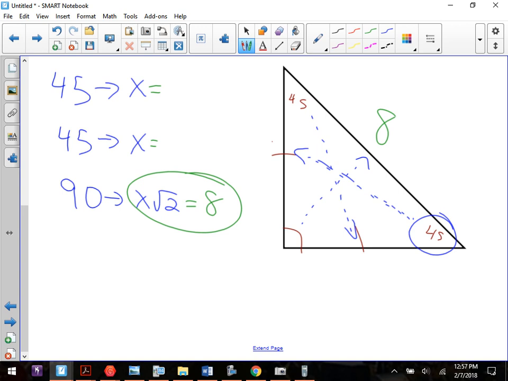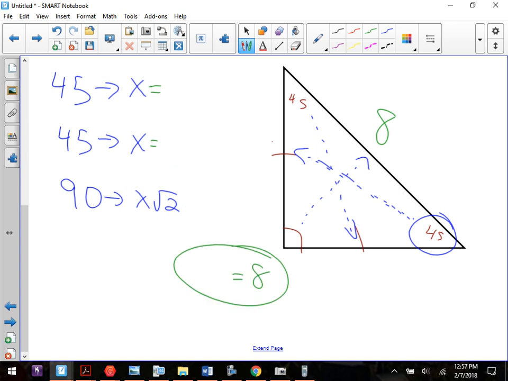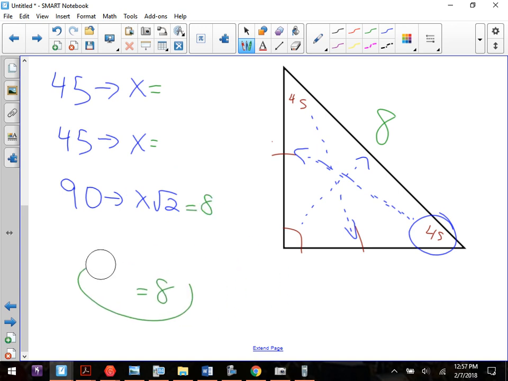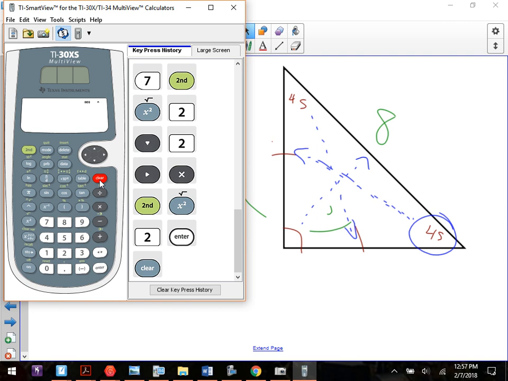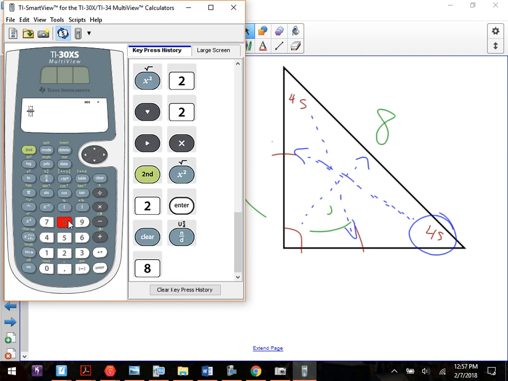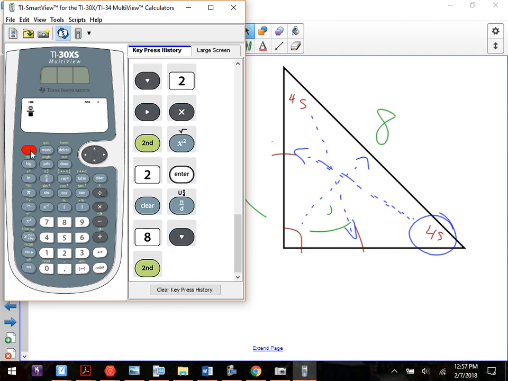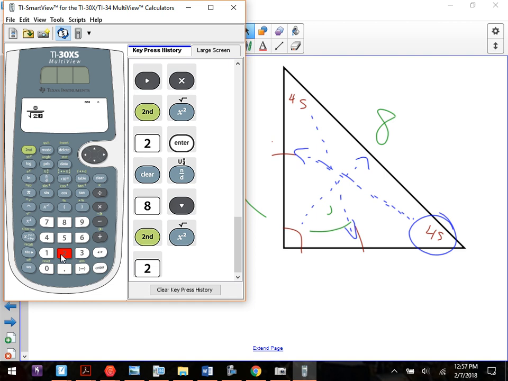Divide. So in your multi-view calculator, what you can do, you divide both sides by the square root of 2. And that means your value of x is, well, let me show you how it looks. In the multi-view calculator, fraction bar, 8 over square root 2. And look what it does. It gives you a simplified radical. It gives you the simplified radical, so there's less thinking involved here.